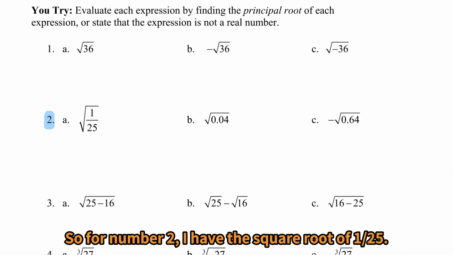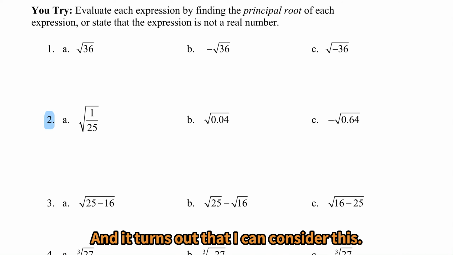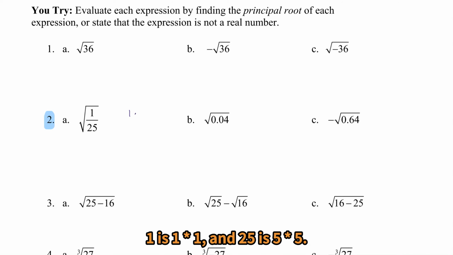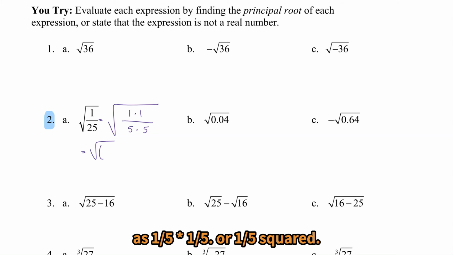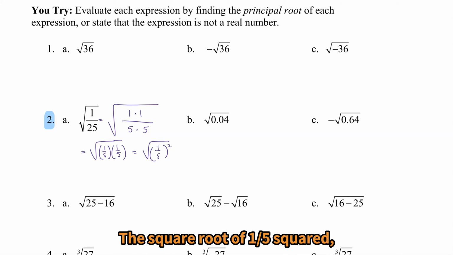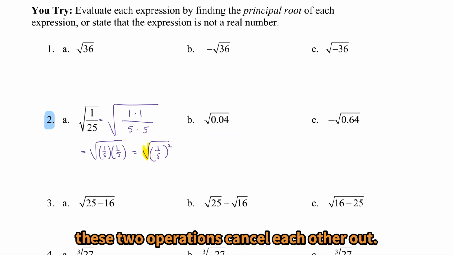So for number 2, I have the square root of 1 over 25. And it turns out that I can consider this 1 is 1 times 1, and 25 is 5 times 5. So I can also rewrite this as 1/5 times 1/5, or 1/5 squared. The square root of 1/5 squared, these 2 operations cancel each other out.